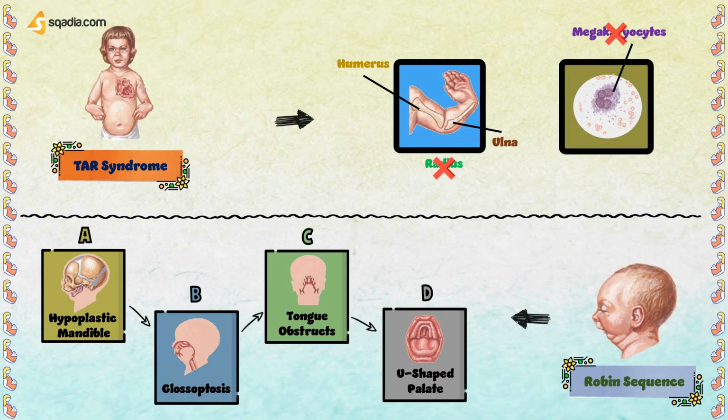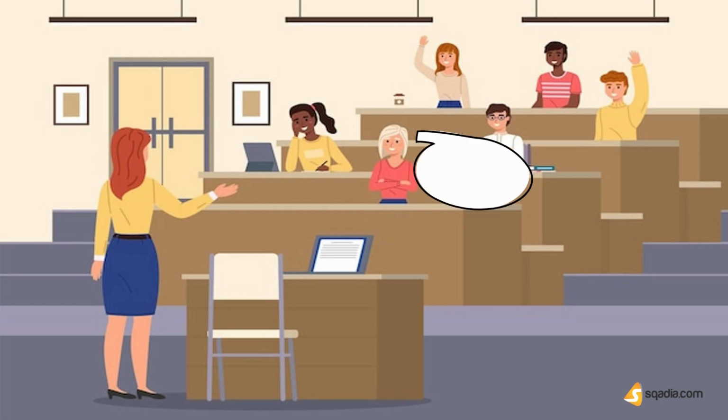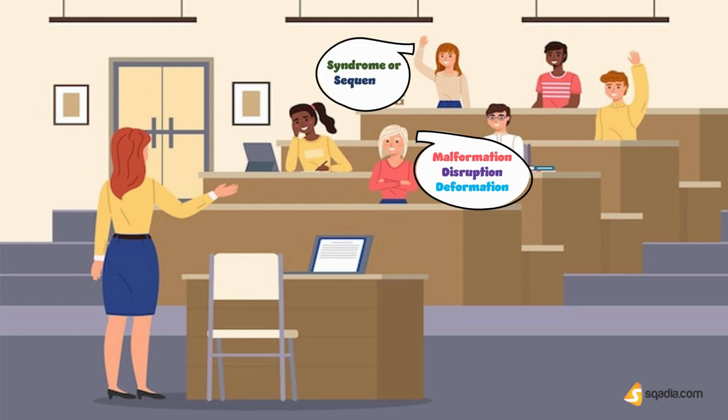Yes, you are right. Ma'am, can I ask a question that's looming in my mind? Yes, sure. Is there any example that involves all three abnormalities, such as malformation, disruption, and deformation? And will it be a syndrome or sequence? Oh, that's a great question. Yes, Jenny, I can quote an example that involves all of these three abnormalities, which is called Potter sequence. Let's discuss the events in Potter sequence.